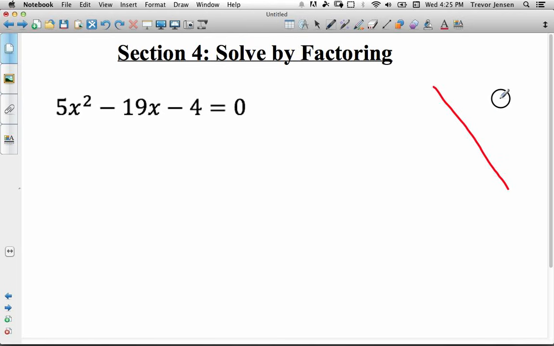So the shortcut, and notice in this quadratic the a value is not 1. I chose a quadratic where the a value is not 1 because that's generally where students struggle, factoring quadratics where a is not 1. But if you remember this shortcut, it's not too bad.